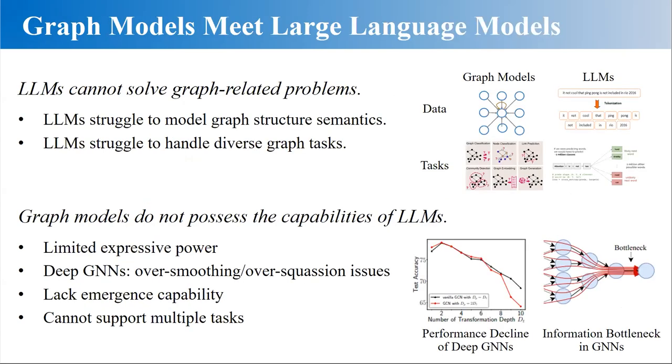What will happen when graph models meet large language models? We have studied this problem for a long time. We think the LLM cannot solve graph related problems because it struggles to model graph structure semantics, and it struggles to handle diverse graph tasks. On the other hand, the graph model doesn't possess the capability of LLMs because the graph model has limited expressive power and it faces over-smoothing and over-squashing challenges.